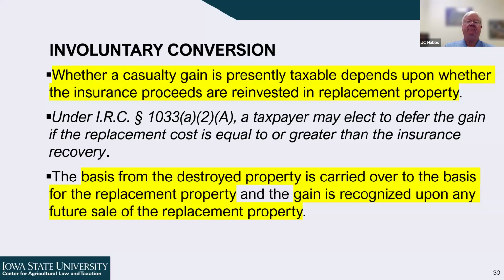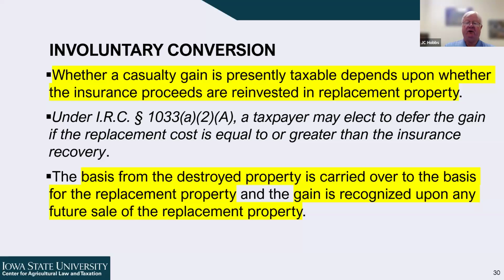So the casualty gain is presently taxable, depending upon whether the insurance proceeds are reinvested in replacement property. If they're reinvested, then we can avoid paying the tax on that gain. Like I said, we're kicking the can down the road. When we sell that asset or do something else at a later date, that triggers when the tax bite will hit. So we're postponing it, and depending upon what's going on, it can be postponed forever.